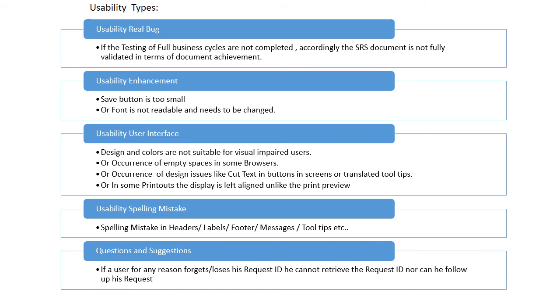After we classified bugs as functionality and usability bugs, we have here the part of questions and suggestions, which means, for example, if a user for any reason forgets or loses his request ID, he cannot retrieve request ID nor can he follow up his request. This means that the user will face a problem, and in this case we have a question: how will a user retrieve his ID? And we give suggestions that you have to develop a part where the users can retrieve their IDs. The questions and suggestions part is not considered as a bug module.